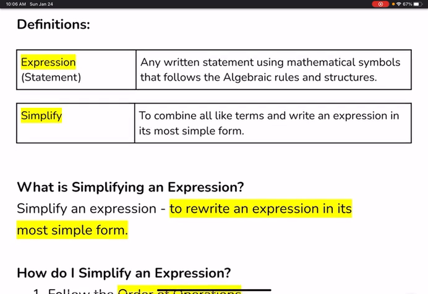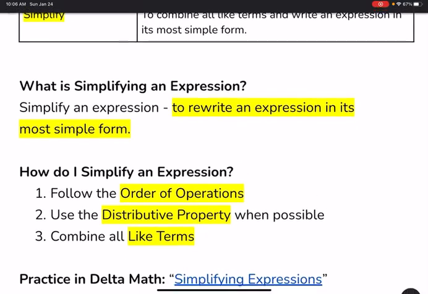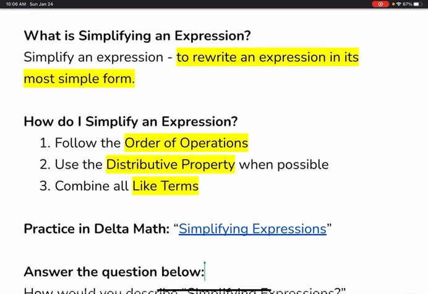Now, how do we simplify expressions? Well, you may remember from 7th and 6th grade that we have to follow the order of operations when we're doing algebra or any kind of math. This means that we're going to use the distributive property when possible, and this property we learned about previously. Once we've used the distributive property, we're going to make sure that we've combined all of the like terms so that the expression is written in as few and simple terms as possible.